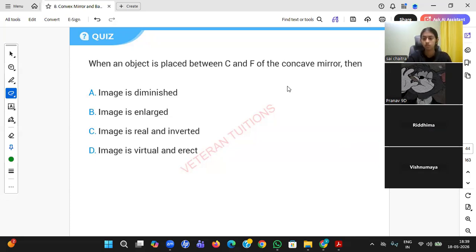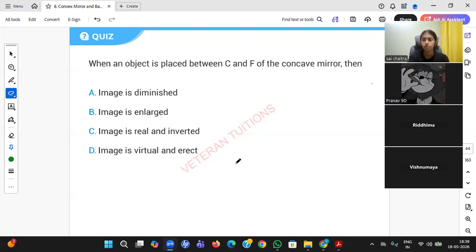Yes, right answer. Lavanika, Vishnu Maya, Sai Chaitra, Ridhima, Ritika, Yashashvi. No, Yashashvi only half answer right. Again think. Again think. I'm giving a chance. Pranav half answer right.